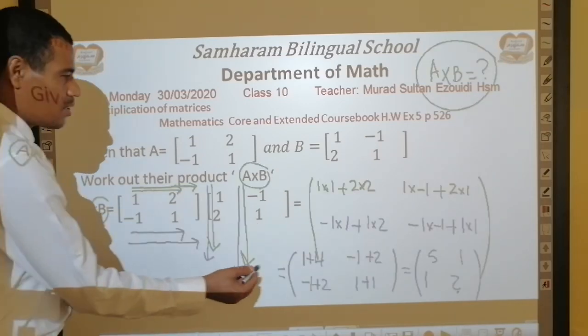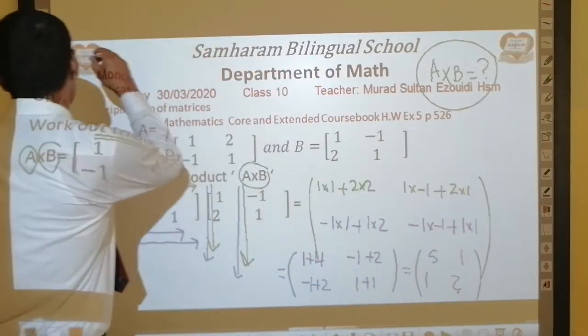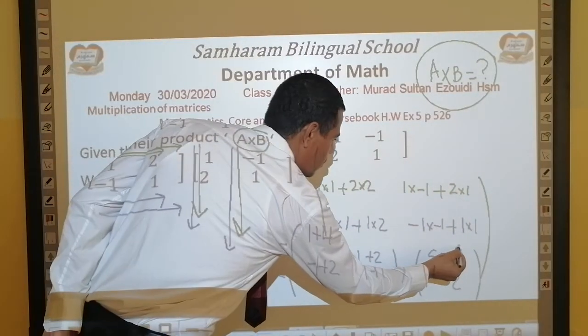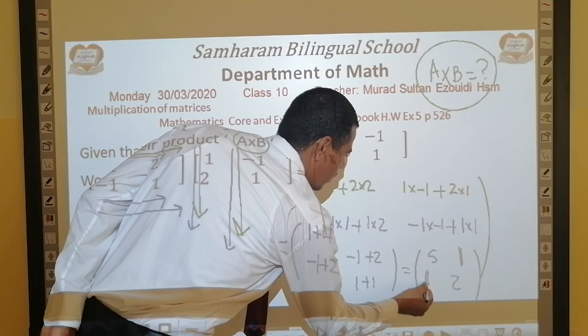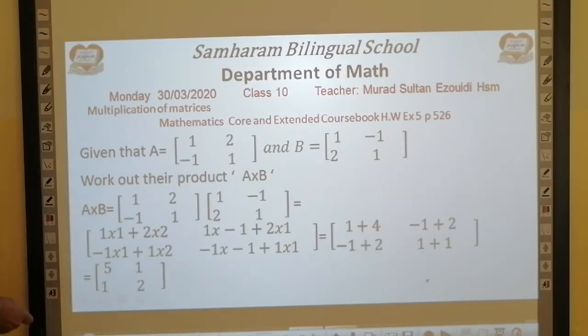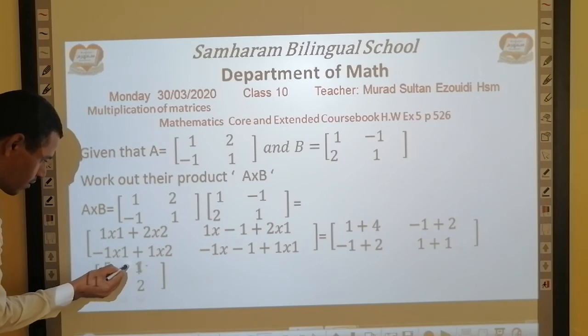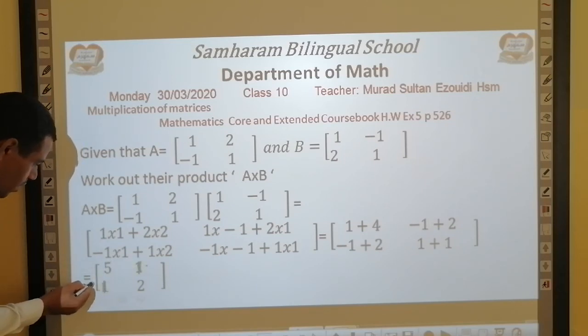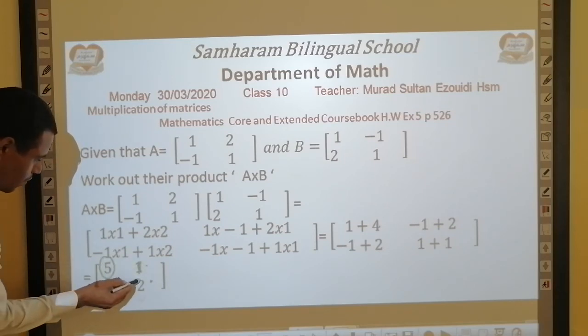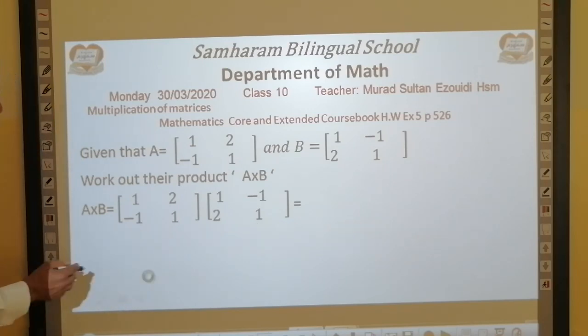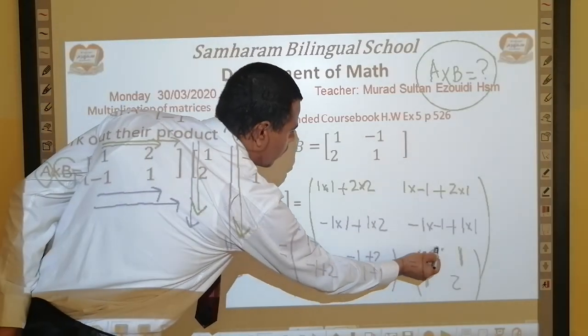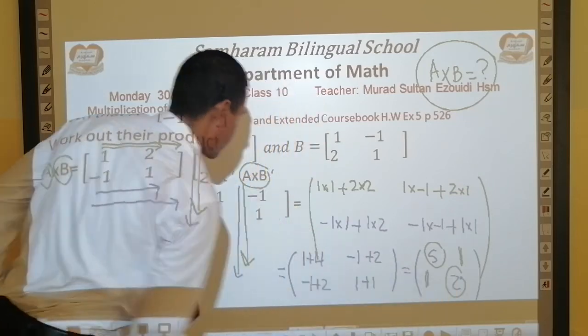So, we've done that. I will use another color. The last answer: 1, 1, and this is 5, 2. Okay, the result is 5 2 and 1 1.